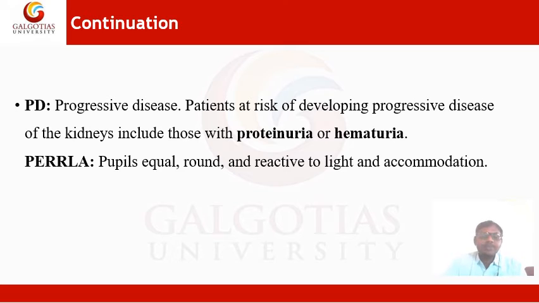Next, PERRLA, PERLA, pupils equal, round and reactive to light and accommodation. It means it's related to eye testing. They are checking the eyeball, how it reacts to the light, and whether the round shape is there or not.